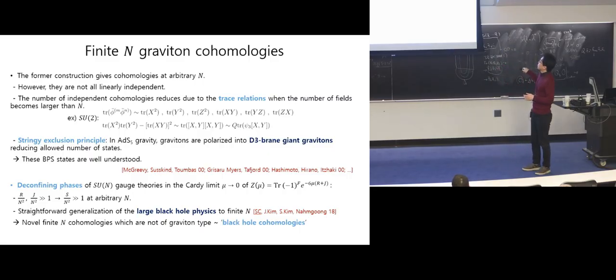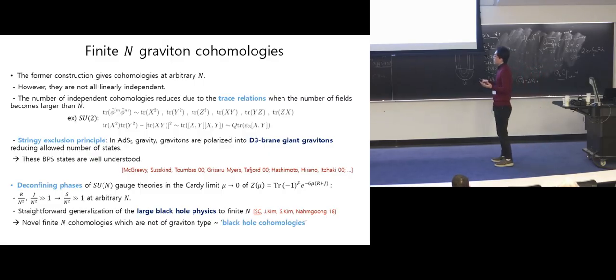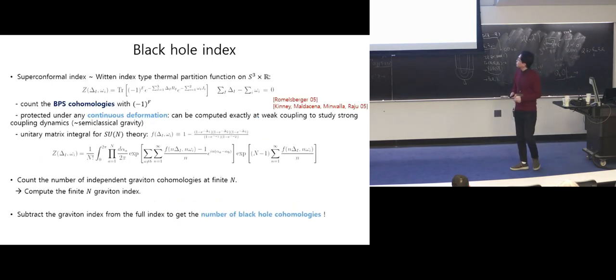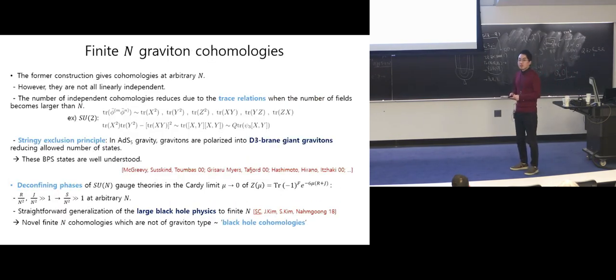So these kinds of monotone or graviton operators are well understood, but we know that there are certain other operators responsible for the black hole entropy. So our goal is to find the novel finite n cohomologies which are not of graviton type, which we call fortuitous or black hole cohomologies. Any questions?